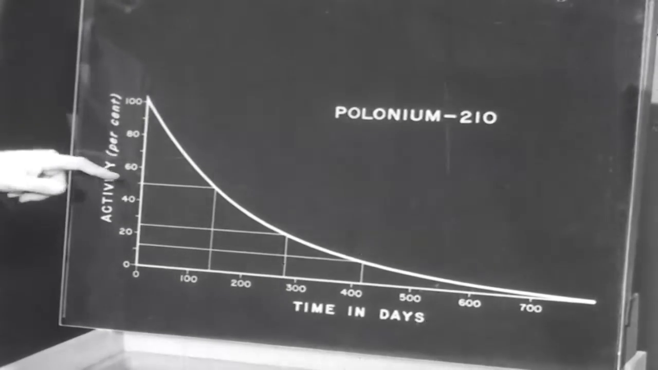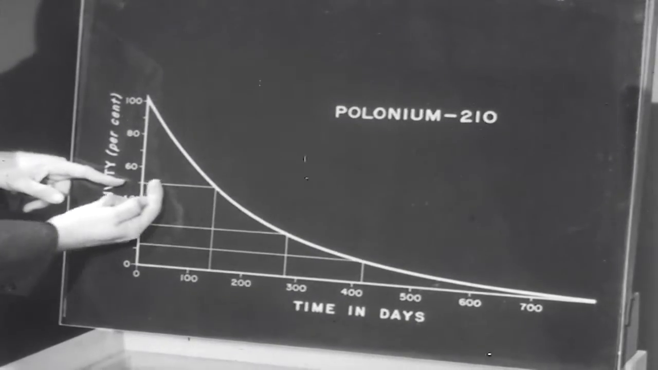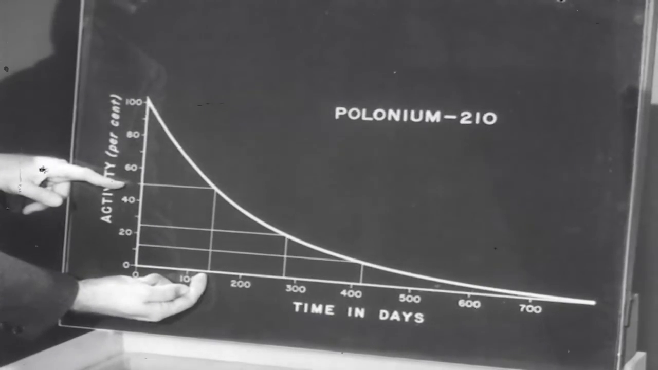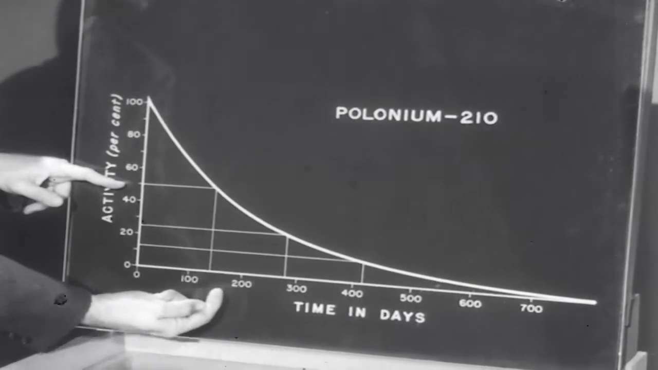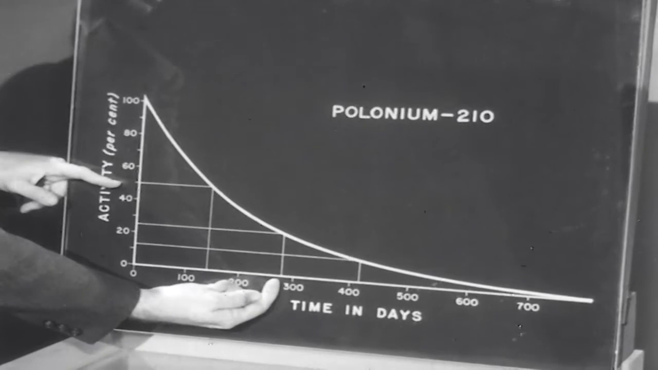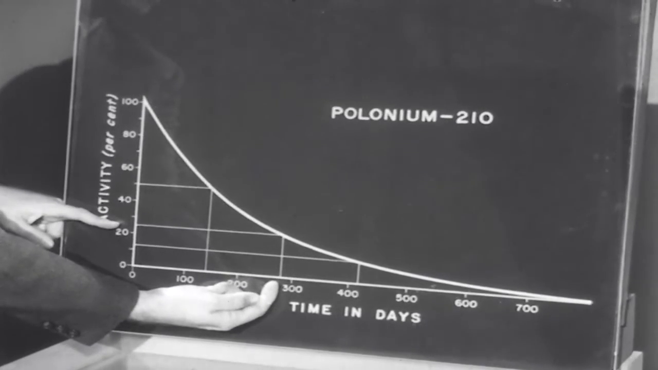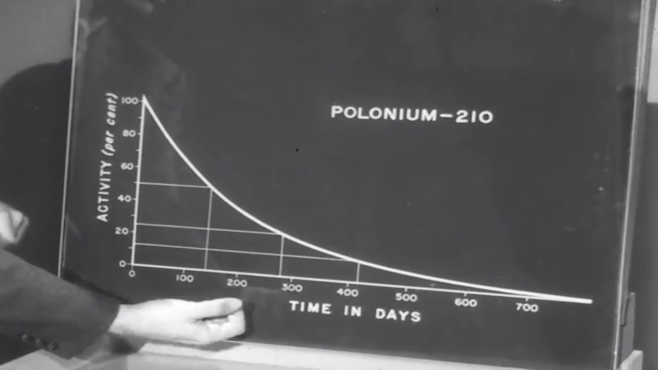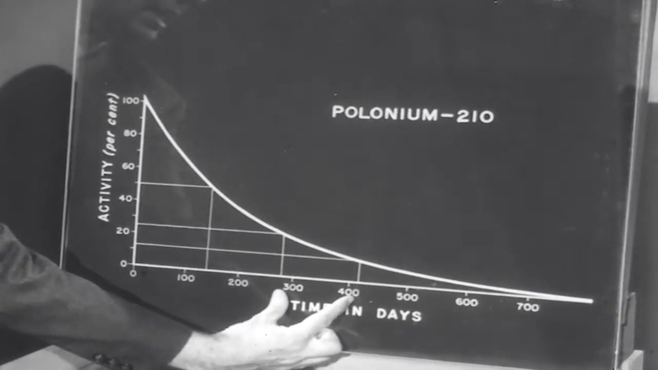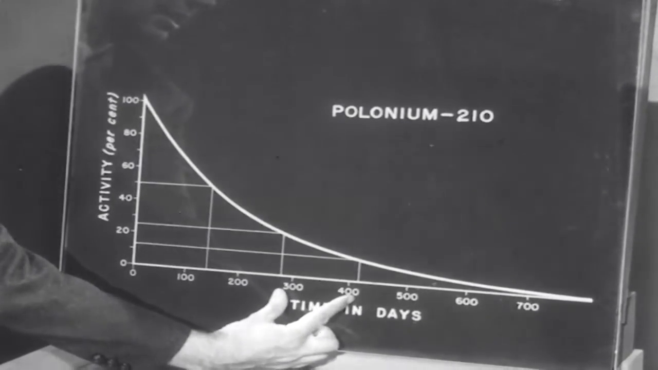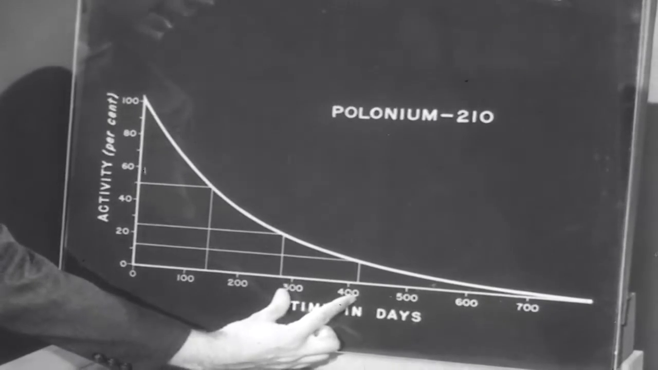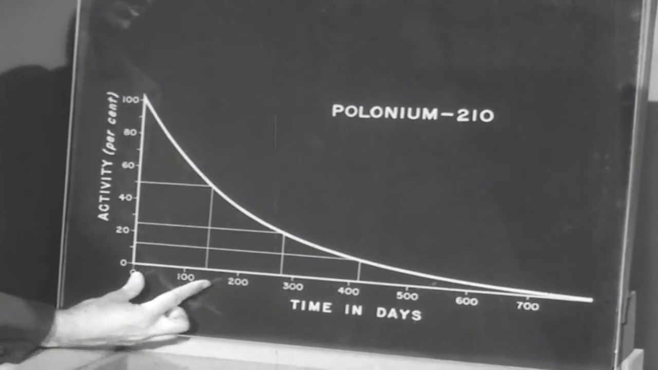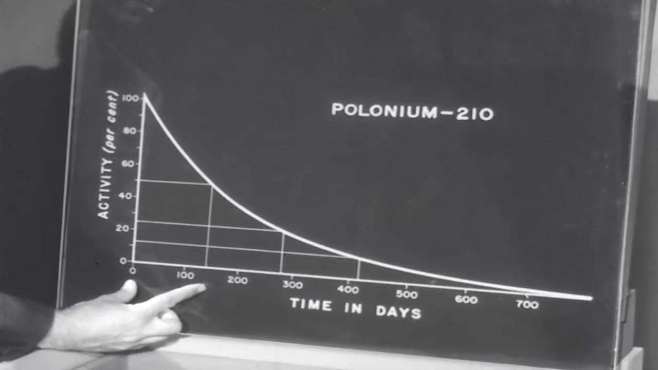It's only 1/2 as much at the end of 138 days. At the end of another 138 days, it's half of what it was at the end of the first 138 days. It's down to 1/4 of its original activity. And this goes on. Every 138 days sees the activity cut in half. This length of time is called the half-life of polonium.